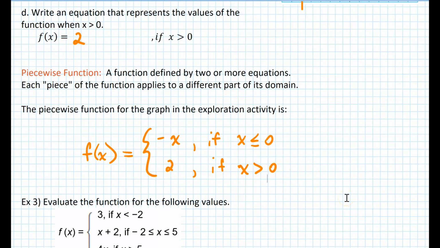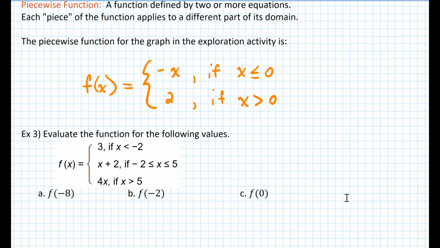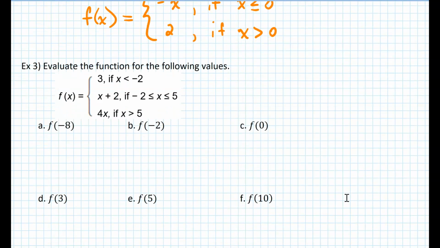So each piece. All right, so our next part here, we're going to evaluate. Again, what does it mean to evaluate a function? Solve it, right? We're plugging in an x and we're finding the y that goes with it. So for these, we have to pay attention to the domain. In this equation, f of x equals 3 if x is less than -2, x plus 2 if x is between -2 and 5, and 4x when x is greater than 5.